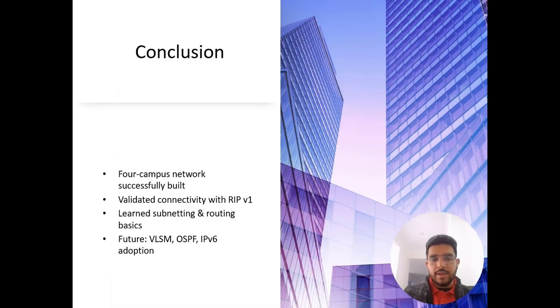Lastly, in conclusion, we successfully built a four-campus network, validated connectivity with RIPv1, and gained practical experience in subnetting and routing. Secondly, for future improvements, we would recommend using VLSM, upgrading to OSPF for better scalability, and exploring IPv6 adoption.